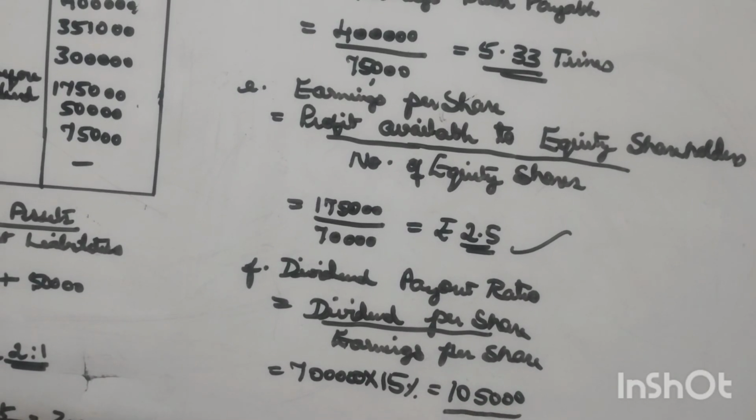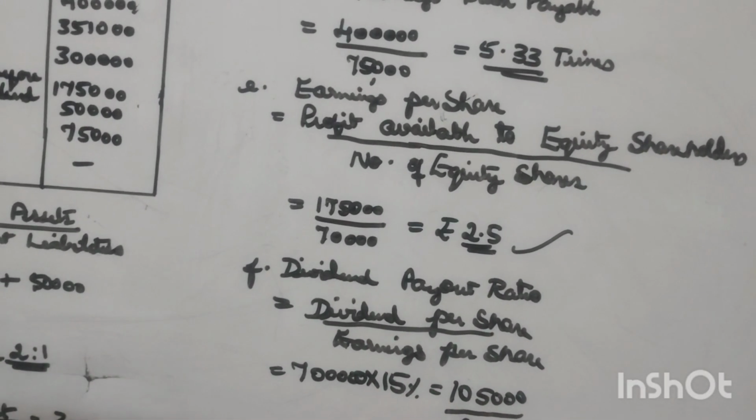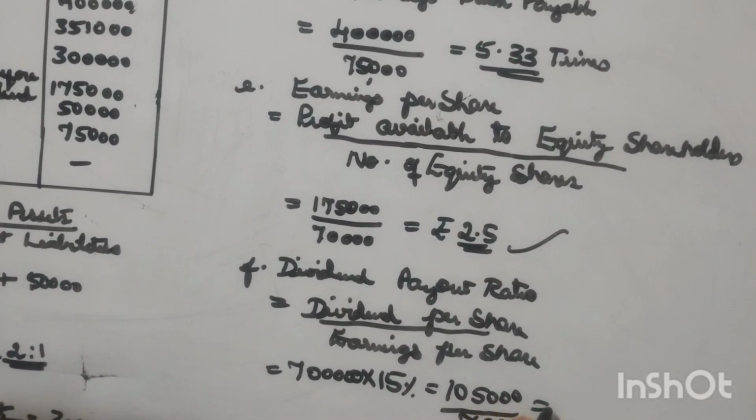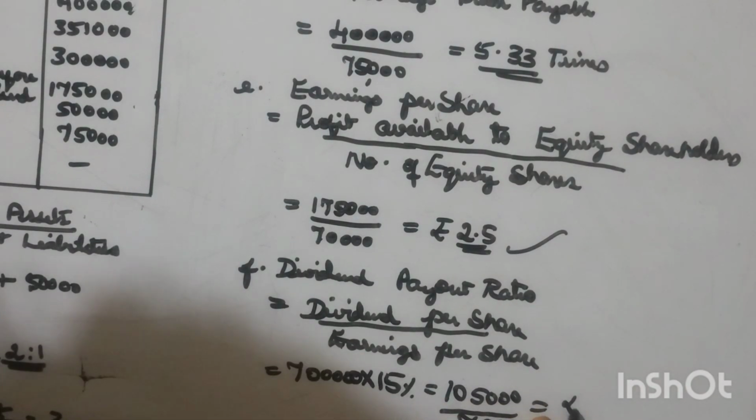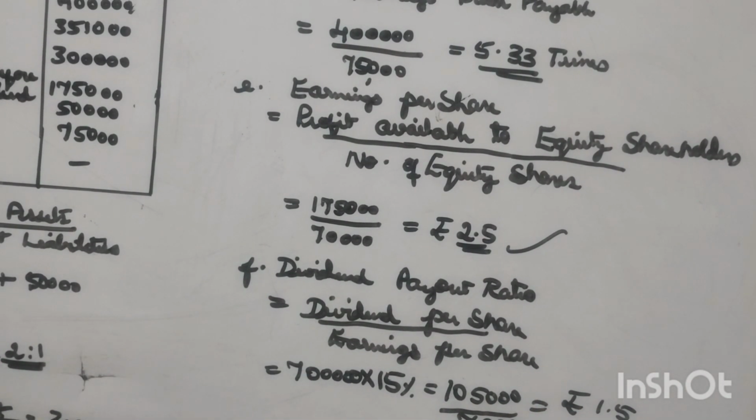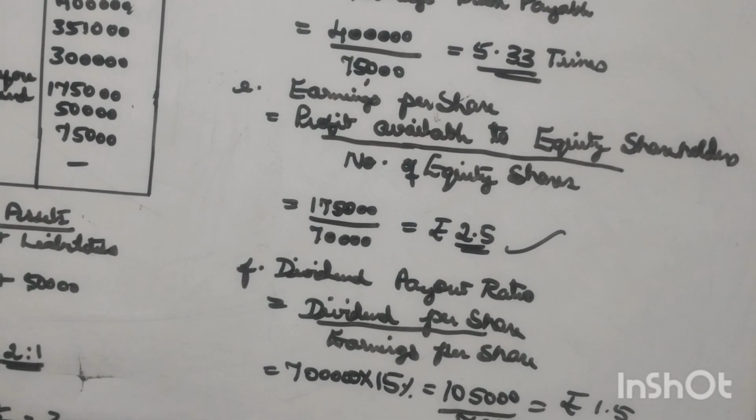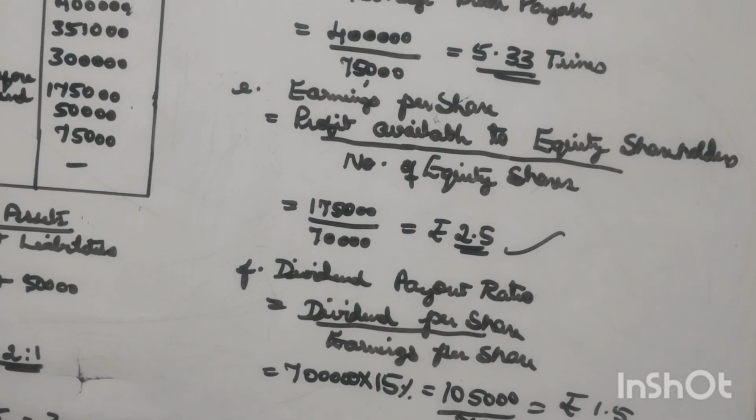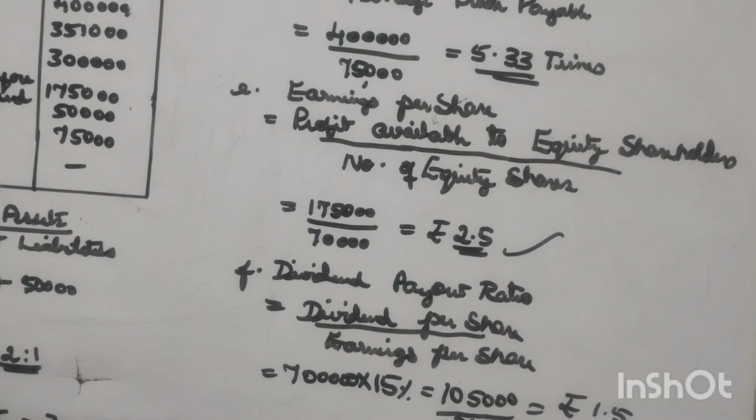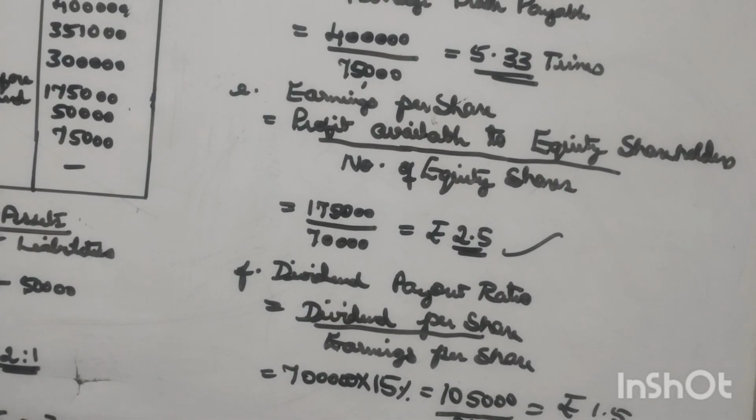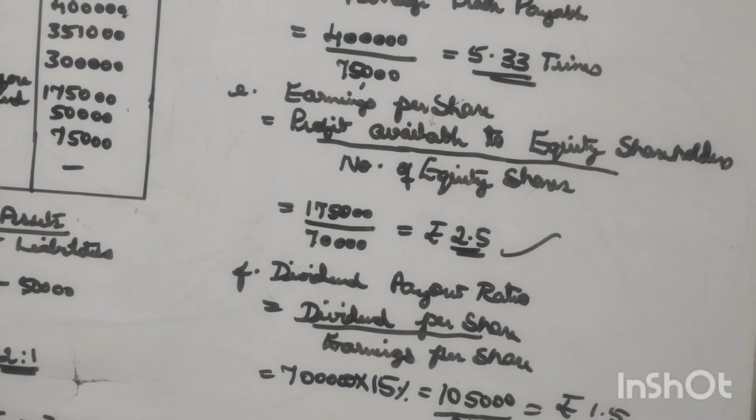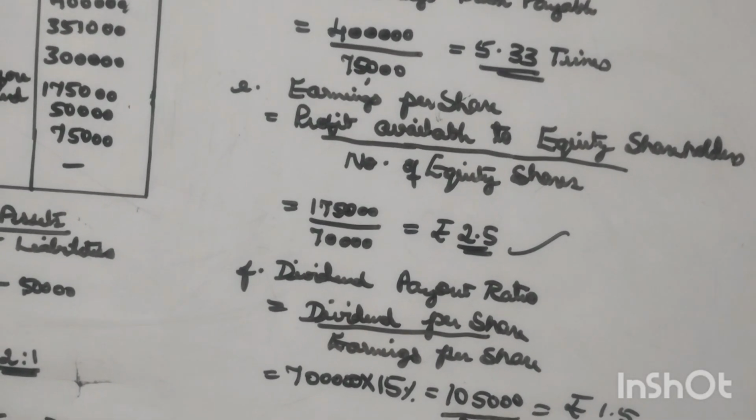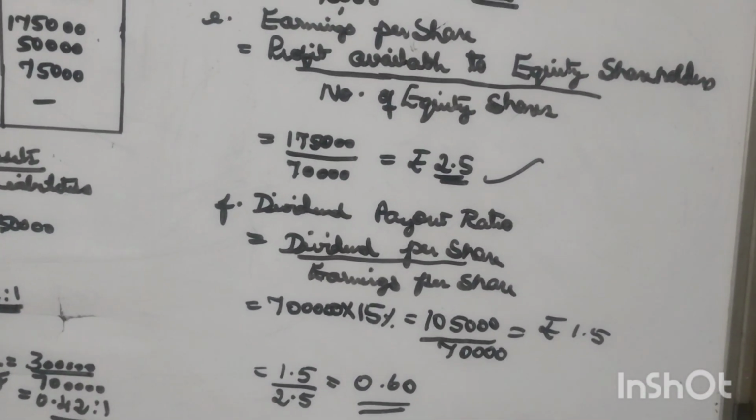So 1,05,000 divided by number of equity shares 70,000, so dividend per share will be rupees 1.5. Applying the formula, dividend payout ratio is equal to dividend per share 1.5 divided by earnings per share 2.5, so that will be 0.60. So this is how dividend payout ratio has to be calculated. These are the various kinds of ratios that must be calculated.